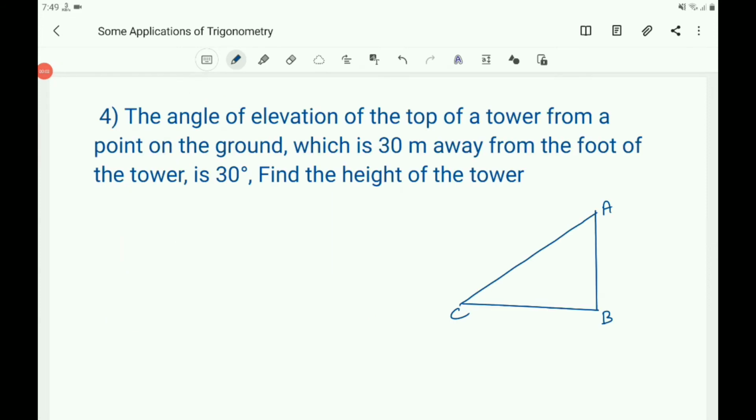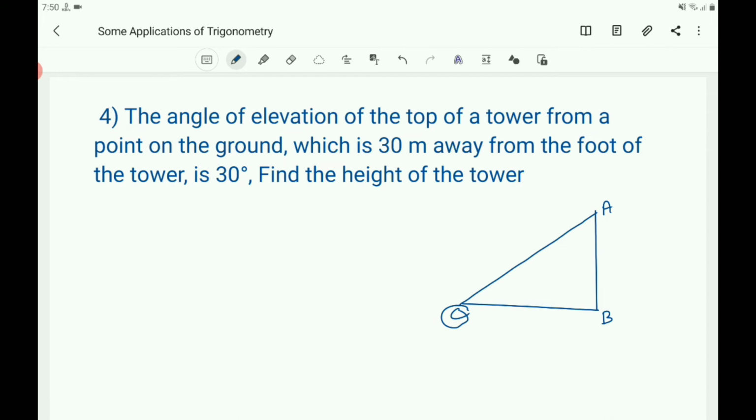Now the fourth question: the angle of elevation of the top of a tower from a point on the ground which is 30 meter away from the foot of the tower is 30 degree. Find the height of the tower. So let us have the tower. AB is a tower. A is the top and B is the bottom. And C is a point which is 30 meter away from B, where B is the foot of the tower.